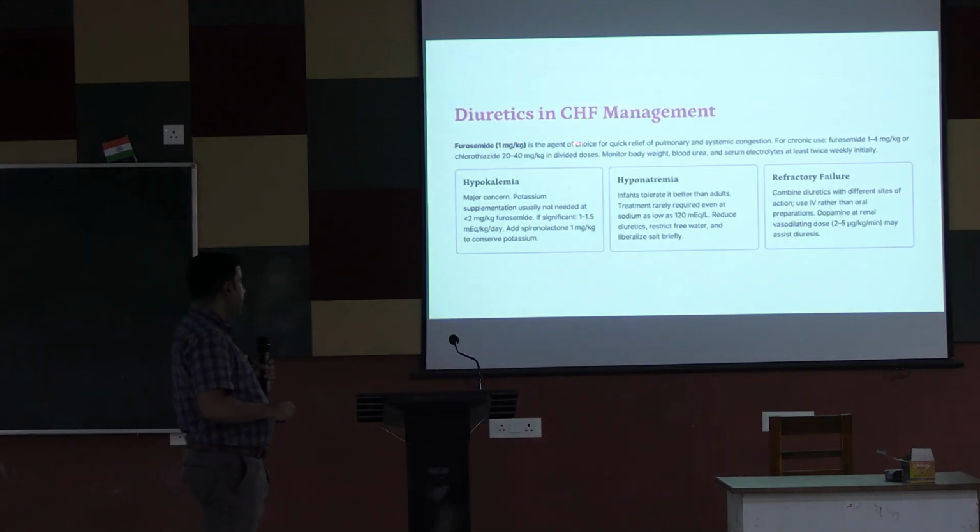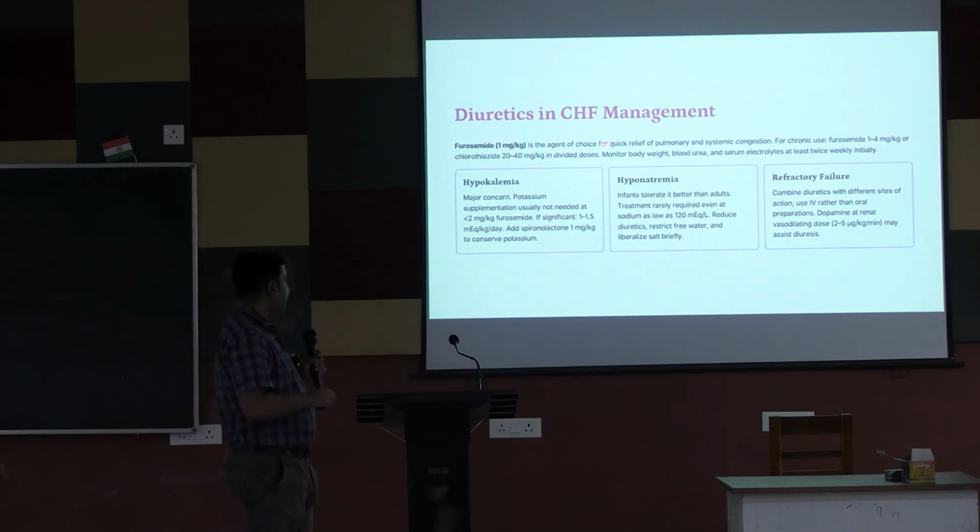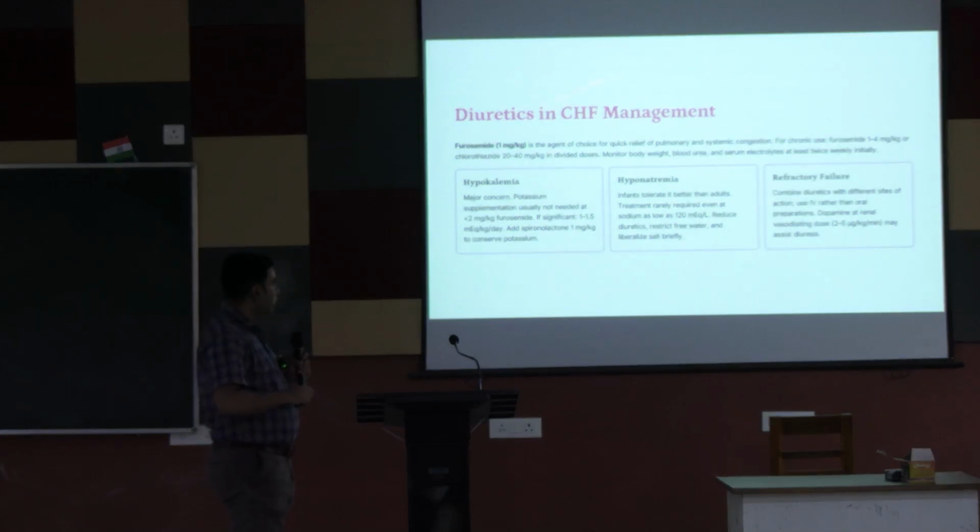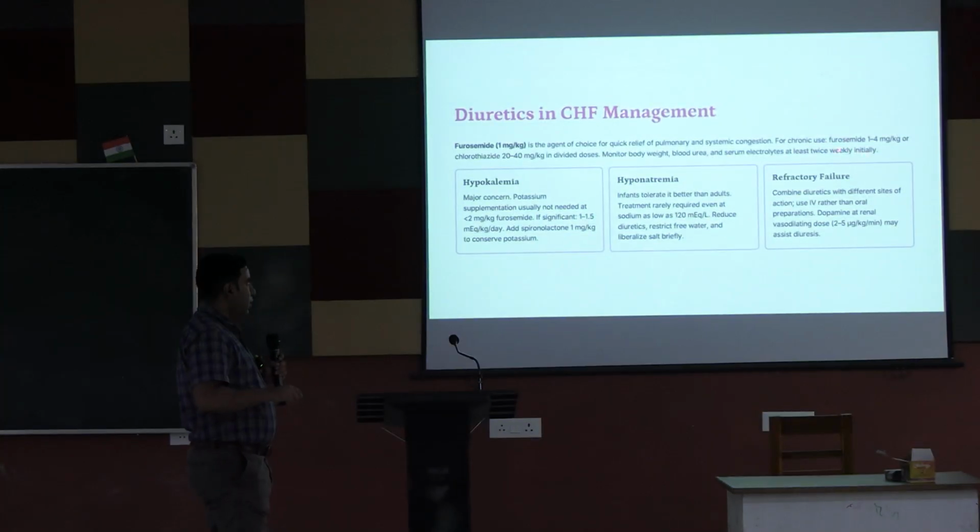Diuretics in congestive heart failure. We have to start with furosemide, very commonly used diuretic under the name Lasix. 1 mg per kg is the agent of choice for quick relief of pulmonary and systemic congestion. Both in adults and pediatrics, we use furosemide very often. For chronic use, the dose will increase to 1 to 4 mg per kg per day, or we have to shift to thiazide, 20 to 40 mg per kg in divided doses.